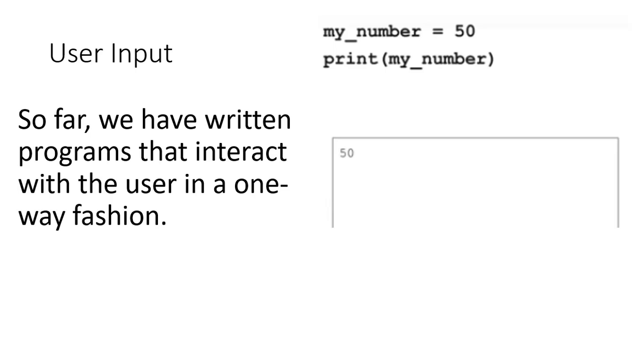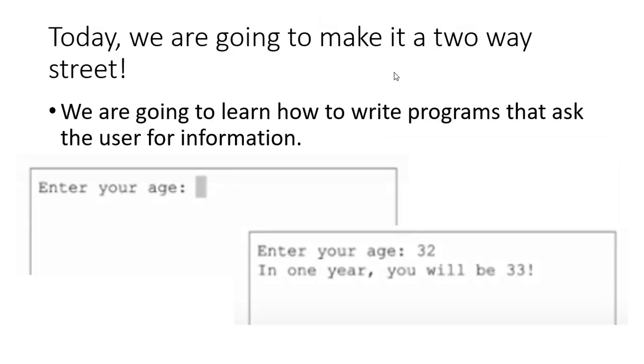So far, we have only written programs that interact with a user in a one-way fashion. I make a variable and I print the variable. The user isn't really able to put stuff into the program to make stuff work. All they do is click the run button and stuff happens, right? So we haven't had this ability to make the user actually interact with our program until today. Today we're going to make this a two-way street. We're going to learn how to make programs ask the user for information. Something that looks like this: enter your age, and then they're able to enter their age, and then we tell them a little information: in 1 year, you will be 33.